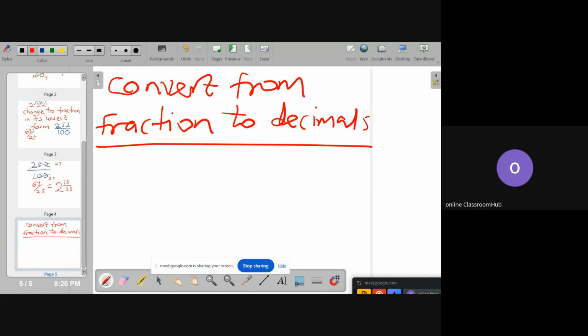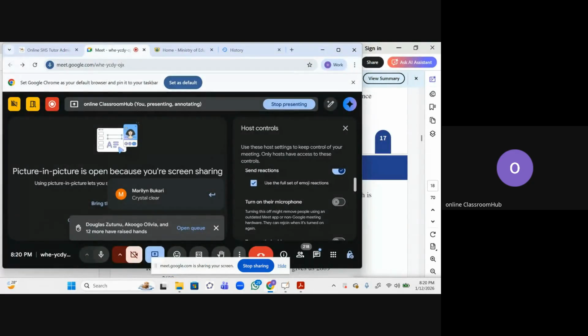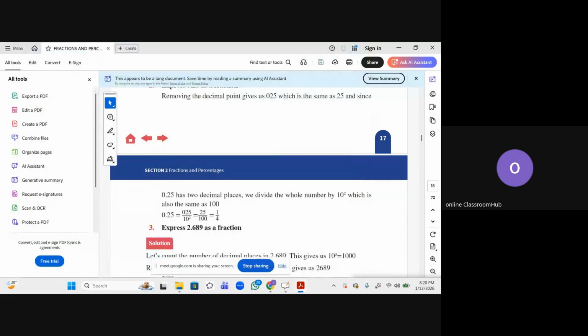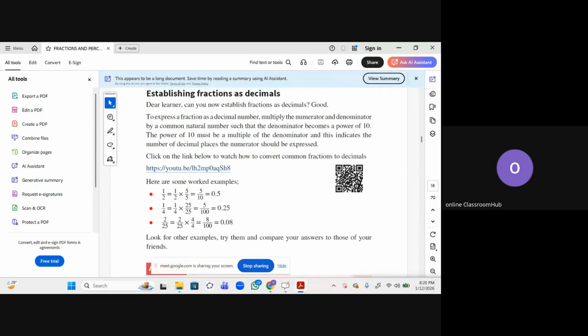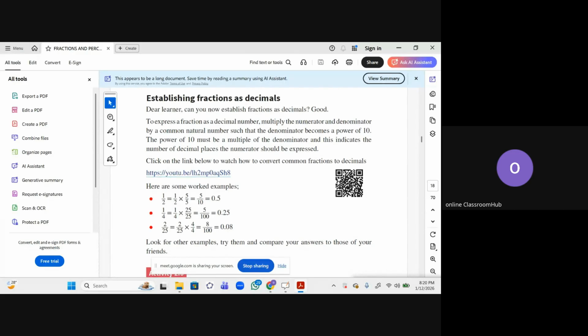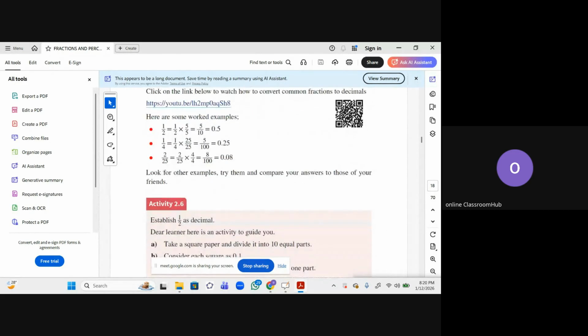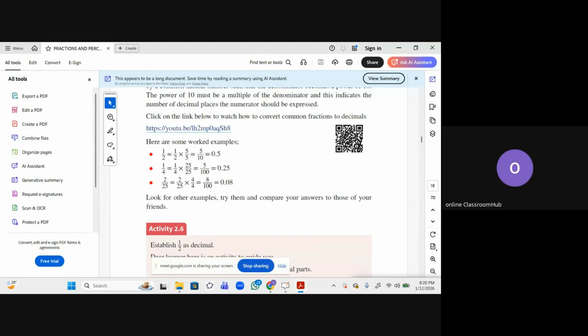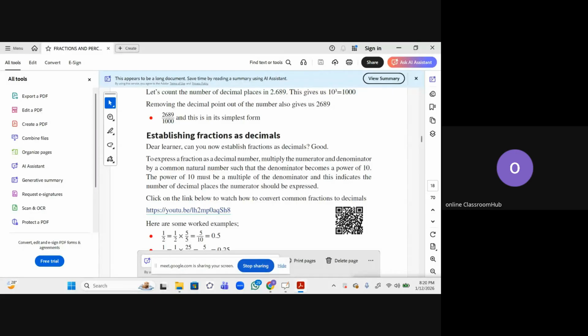Now we are going to convert from fractions to decimals. So for example, this is what it says. To express a fraction as a decimal number, multiply the numerator and denominator by a common natural number such that the denominator becomes a power of 10.